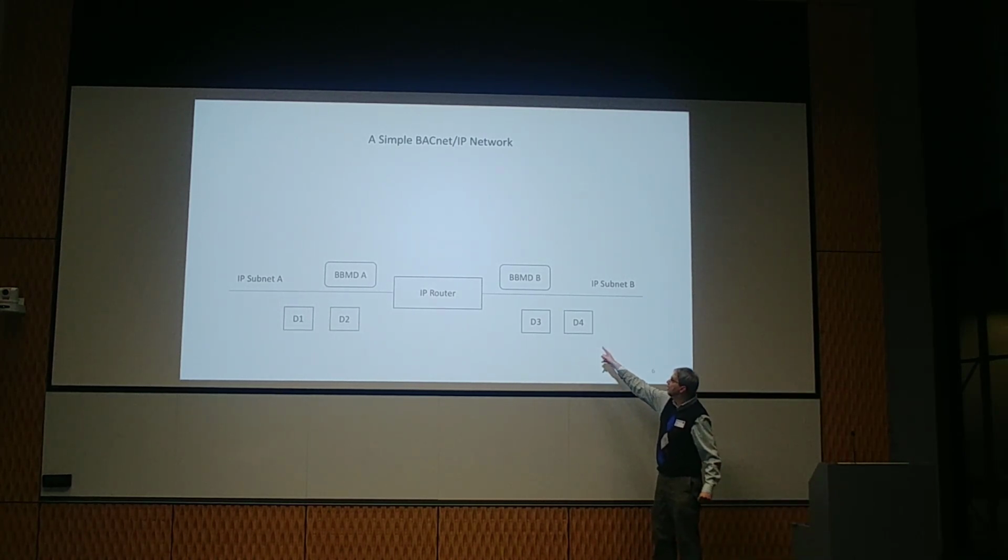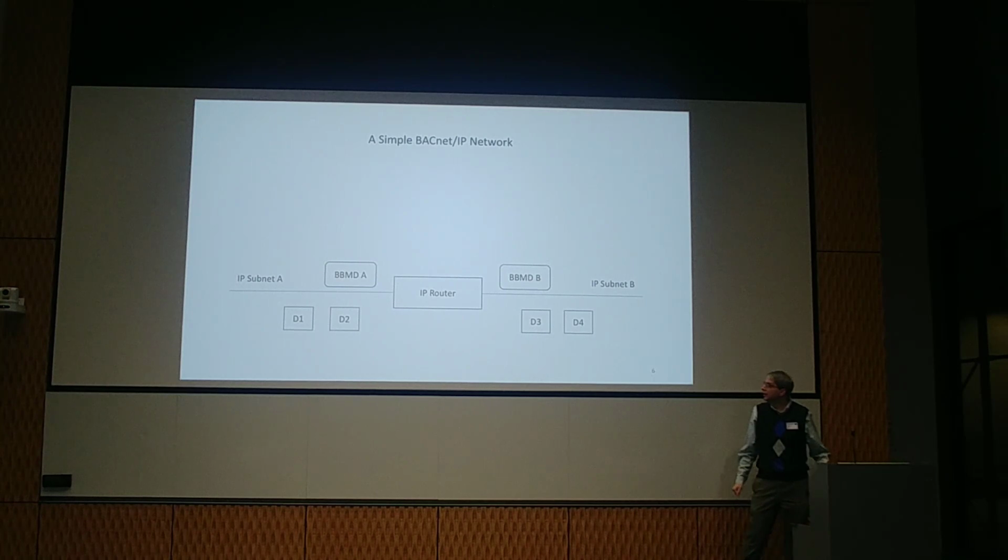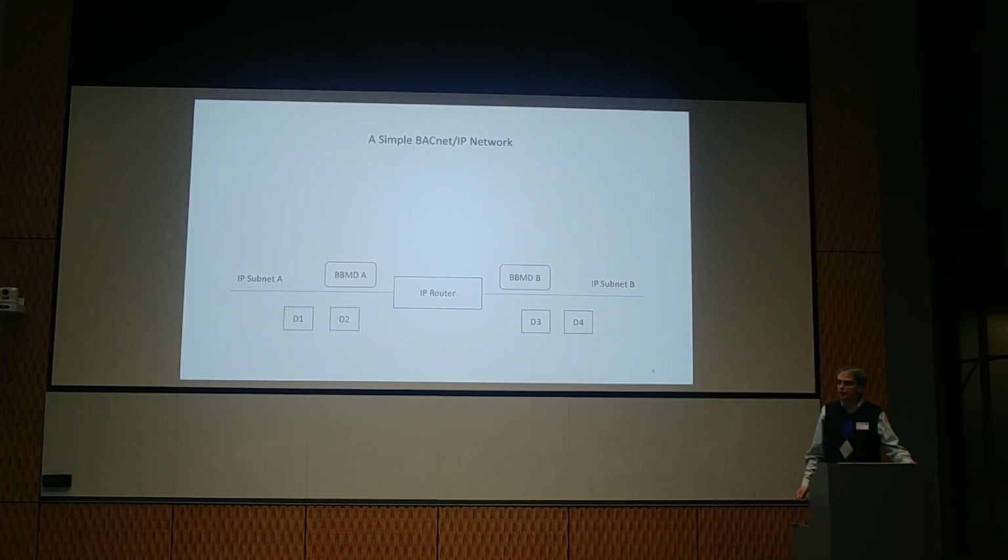D1 through D4 are BACnet devices. And you'll see that IP router in the middle of the diagram. That's really where the trouble starts with BACnet IPs. It's because, as I think many of you know, BACnet relies on broadcasts to make it work properly.